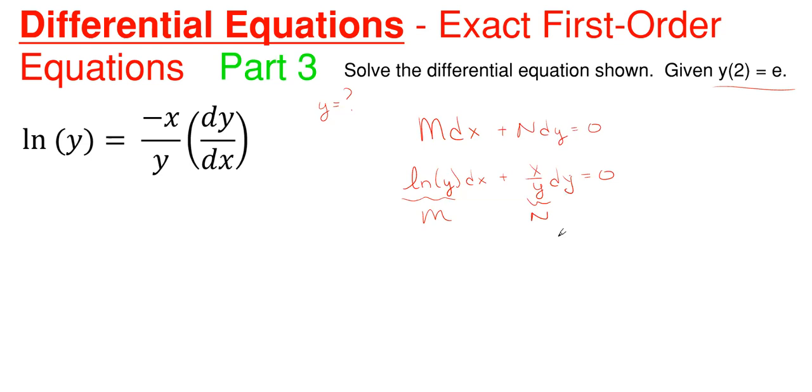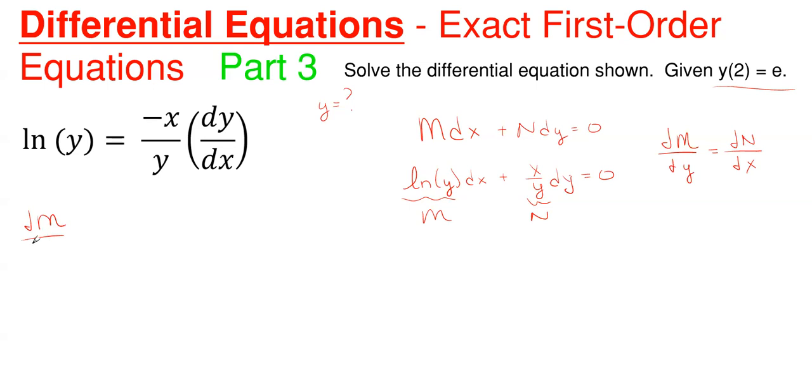And if it is an exact first order, the following would be true. The partial derivative of M with respect to y must be equal to the partial derivative of N with respect to x. If that is true, then this is really an exact first order differential equation. So let's go ahead and start finding these.